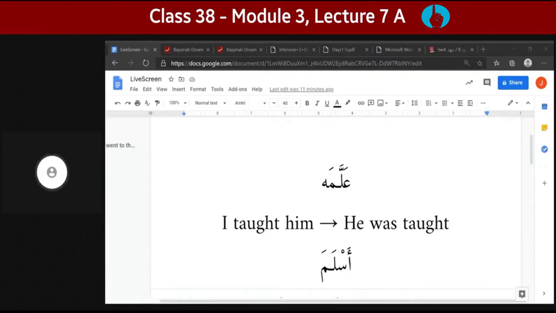The reason I'm not writing some things is because it's all already written in the PDF from yesterday, and it would take me a decent amount of time to write the whole conjugation out.